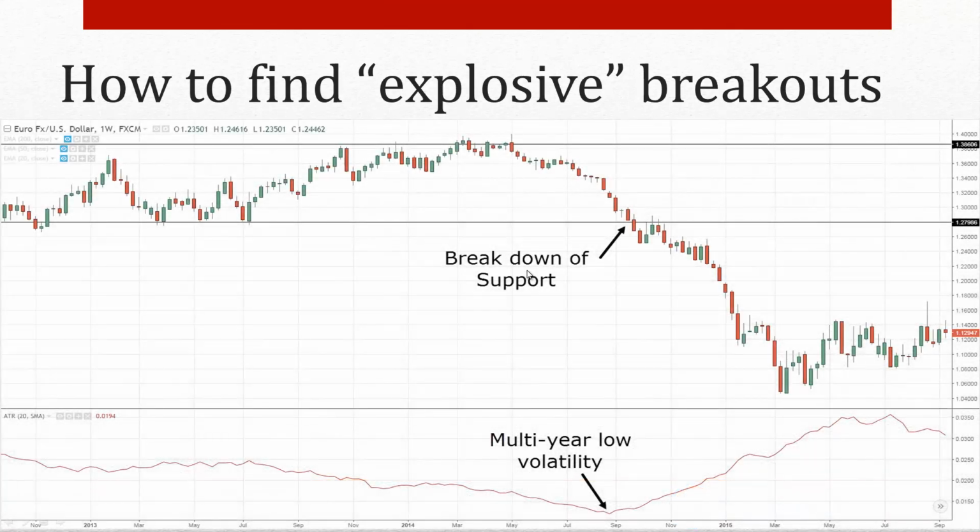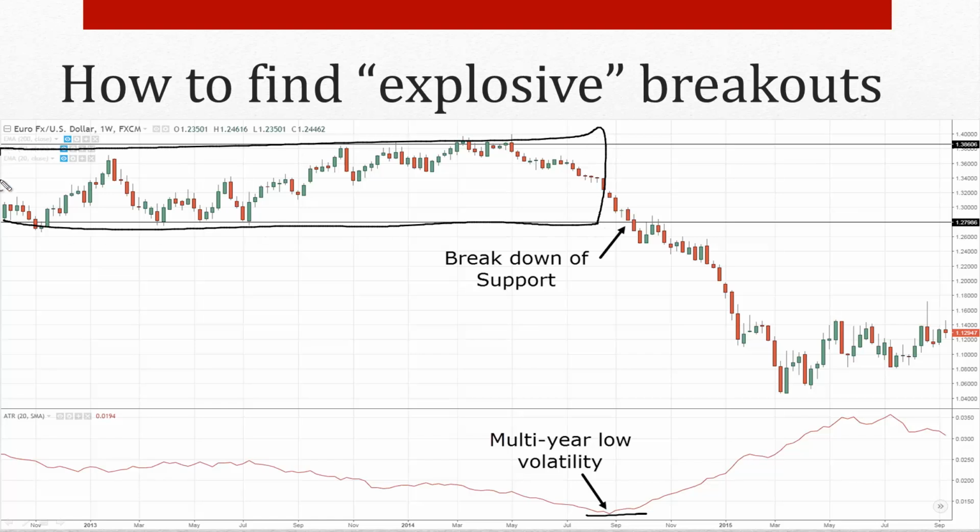Another example is EUR/USD. Same concept. Looking at the weekly time frame, you pay attention to the multi-year low volatility. The market is in a range. Volatility is low. There's not much interest in it. Volatility is low, and when the market broke down, volatility picked up, and there was basically a very huge move in EUR/USD as well.